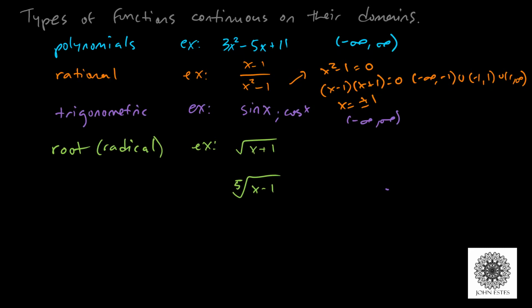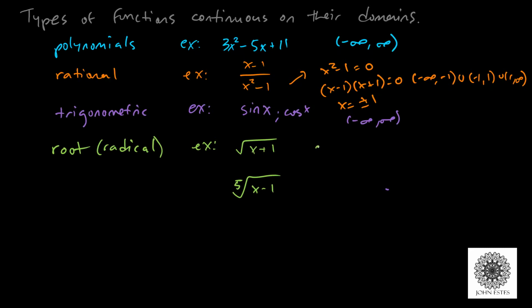And lastly, we have root, or sometimes called radical functions. And again, those are continuous everywhere in their domain. And there's two different cases to worry about here. So here in my example, I have the square root of x plus 1. What's not in the domain here is that we can't have negative square roots.